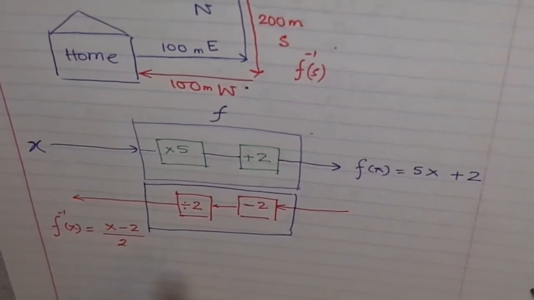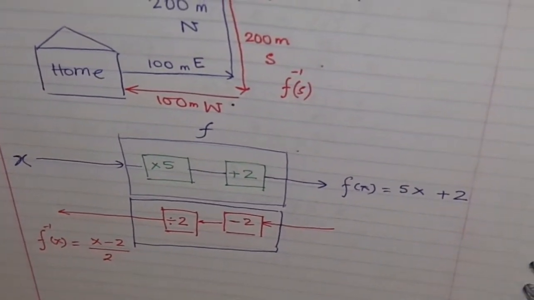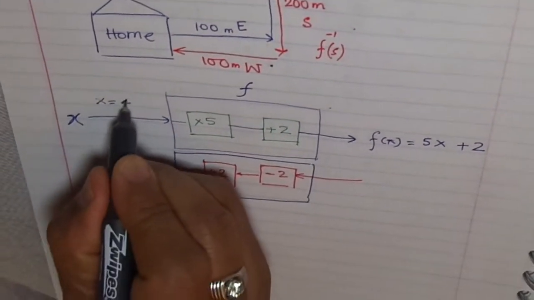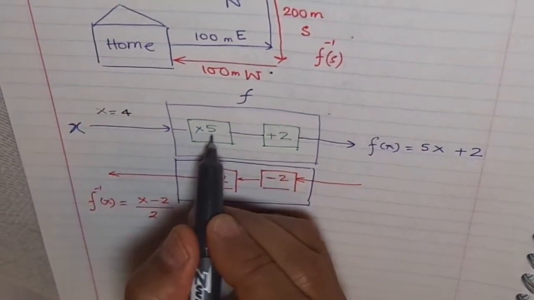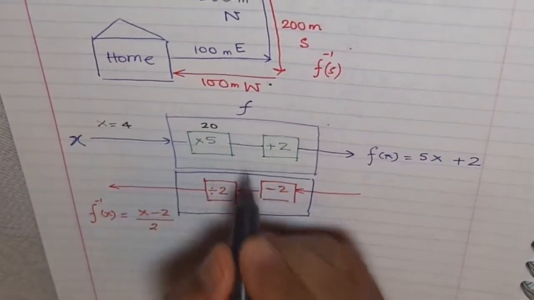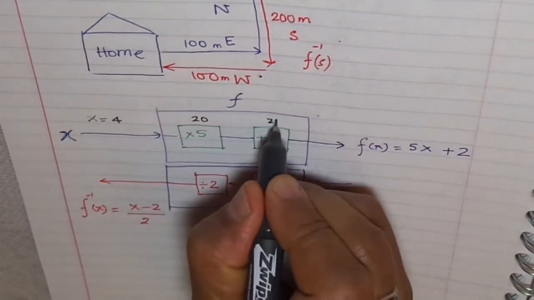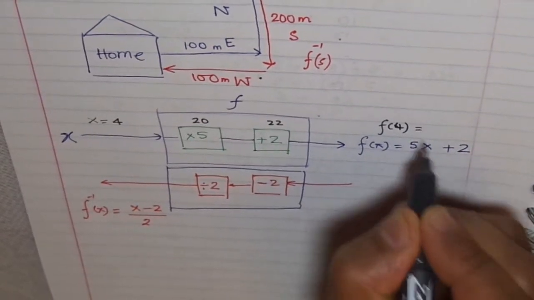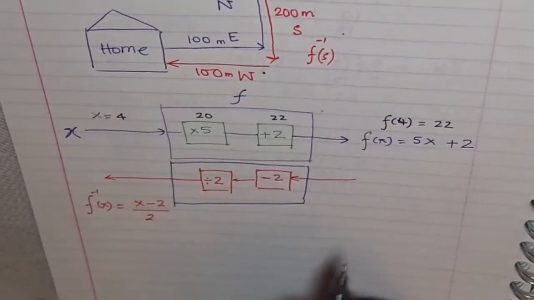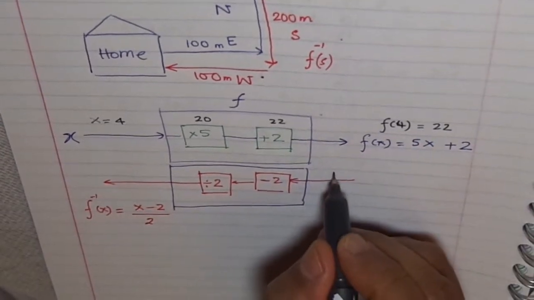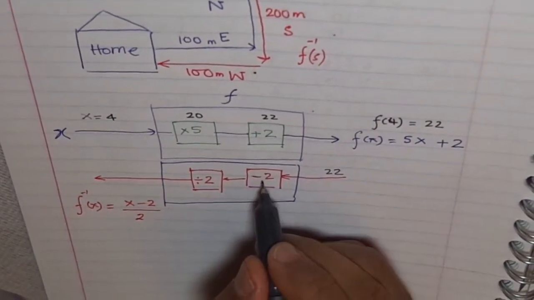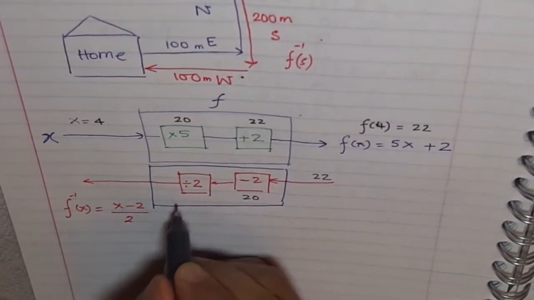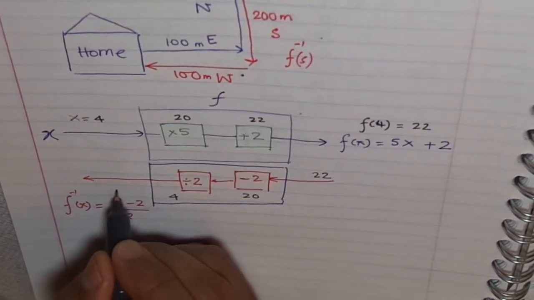Now let's check, does it really work? Let me take some value. Let's say x is equal to 4. Now when 4 gets multiplied by 5, we get 20. When you add 2, we get 22. Therefore, f of 4 equals 22. Now if we feed in this 22 here, then 22 minus 2 is 20, and 20 divided by 5 is 4. So we get output 4.